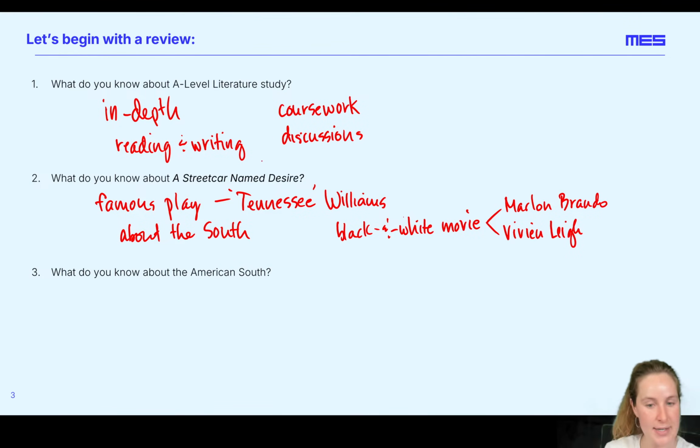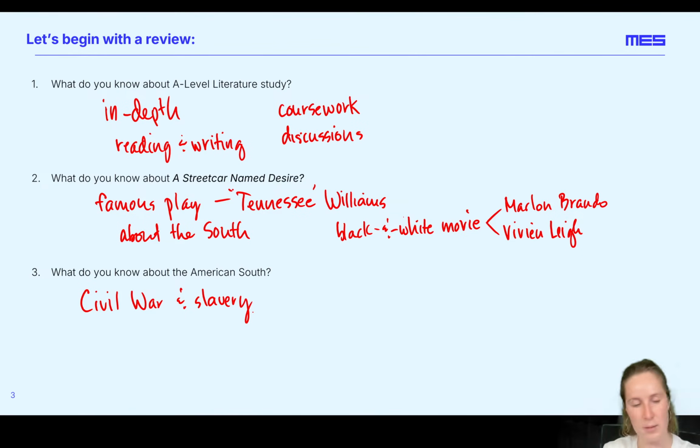Firstly, this idea of the Civil War, right? The Civil War and slavery. You may know a little bit about that from history class, for example, because especially if you've grown up in the English education system, you may have studied the American South in history class. You may also know ideas about what the temperature is like, right? The American South, very hot climate, very hot weather.